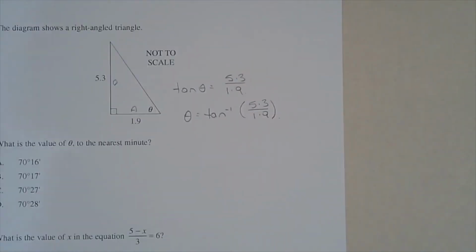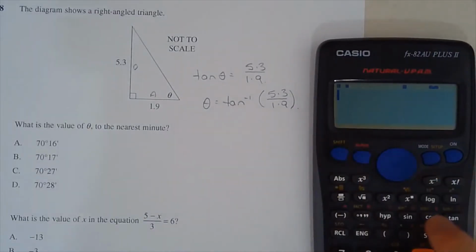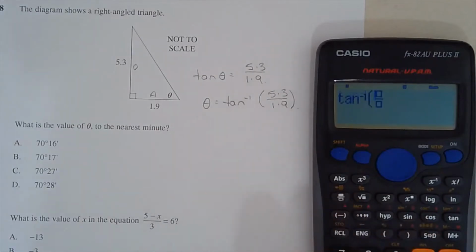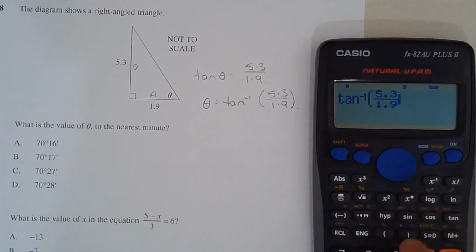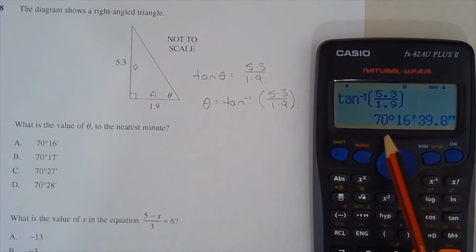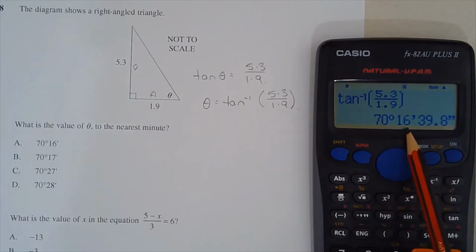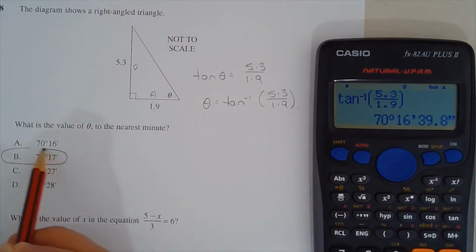So let's enter that in now. Okay, so shift tan, got the negative 1 there. Okay, fraction 5.3 over 1.9, close bracket. And now we press the degrees, minutes, seconds button, this button here. Okay, and it's 70 degrees, 17 minutes. Okay, so option B.